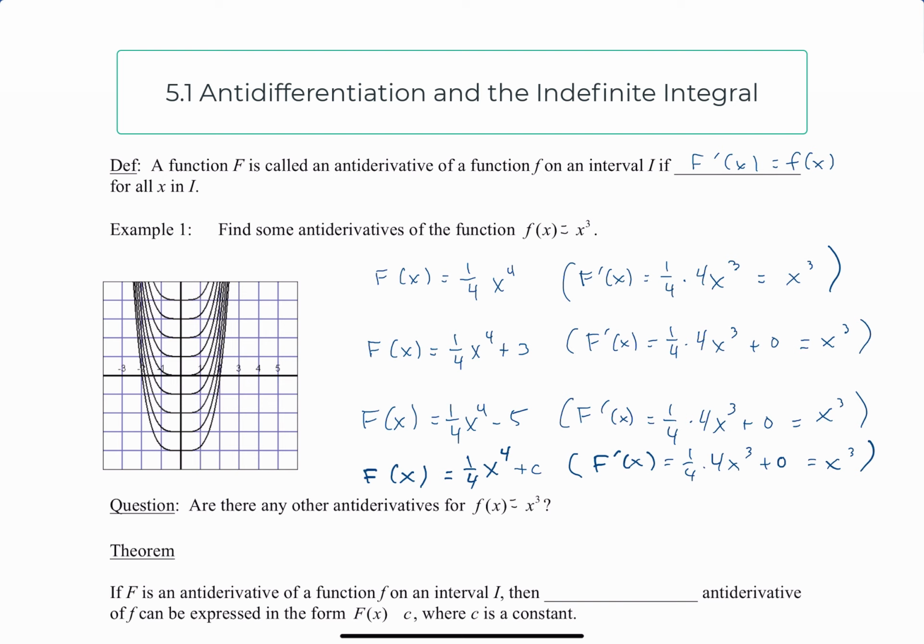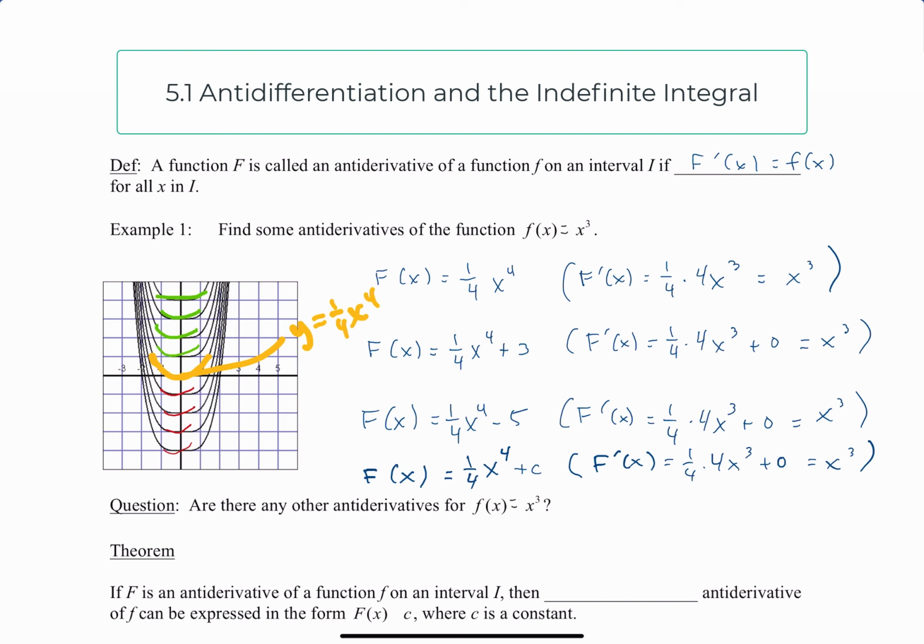And I've gone ahead and given us a graph of a whole bunch of those. 1/4 x to the fourth, that's this one, and then we have others that have constants added to them, so they're shifted up, or constants subtracted from them, in other words, negative constants added to them, and so they're shifted down. But it's all the same function, just shifted up or down.